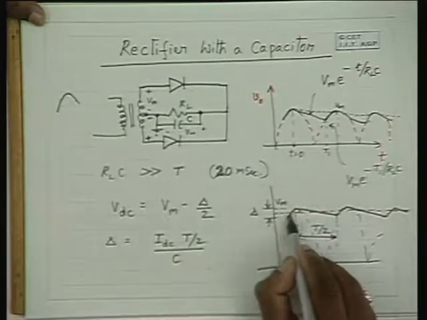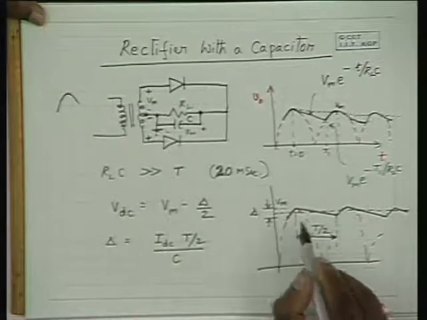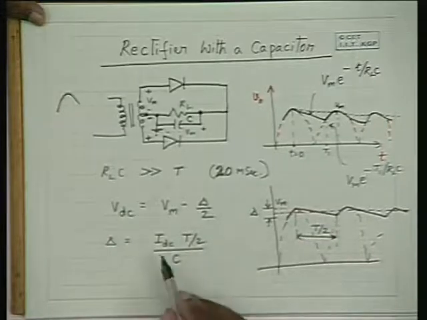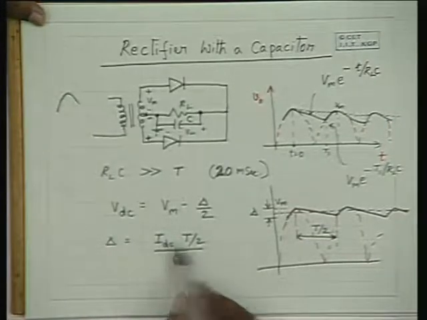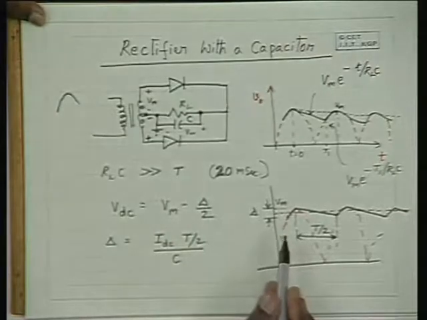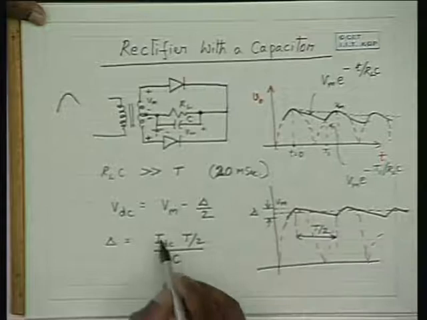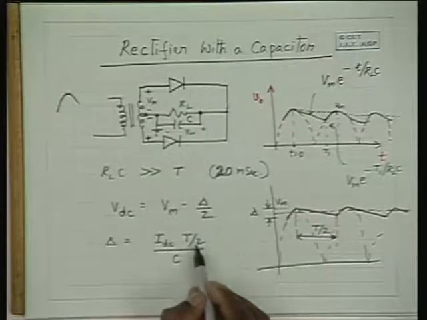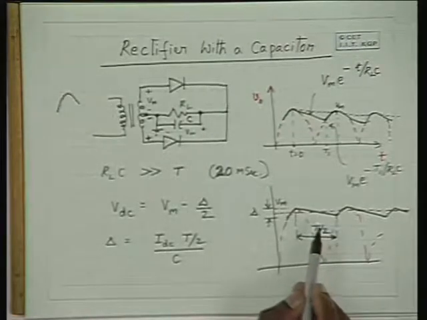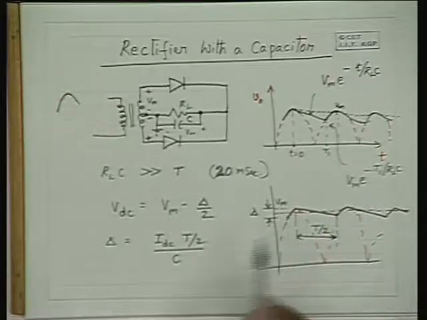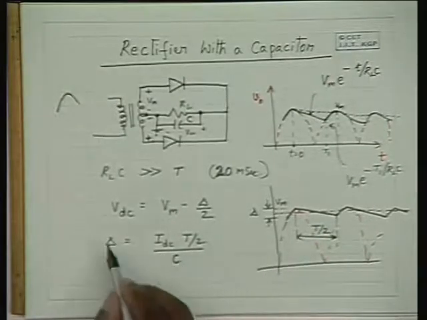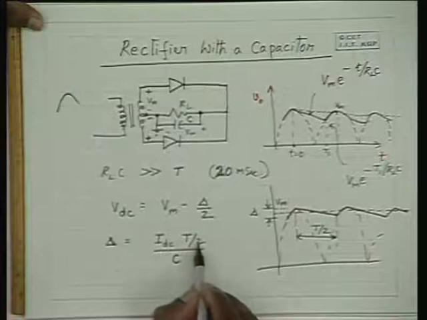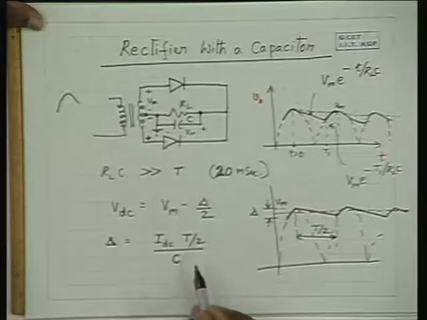Assuming that the capacitor is being charged with a constant current equal to IDC, the amount of charge it loses within time T by 2 by discharging through RL is IDC into T by 2. Current into time gives you the charge. So IDC into T by 2 is the charge that goes out of the capacitor to the resistor, and once you divide it by C, you get the voltage drop across the capacitor. Therefore, delta is IDC into T by 2 divided by C.